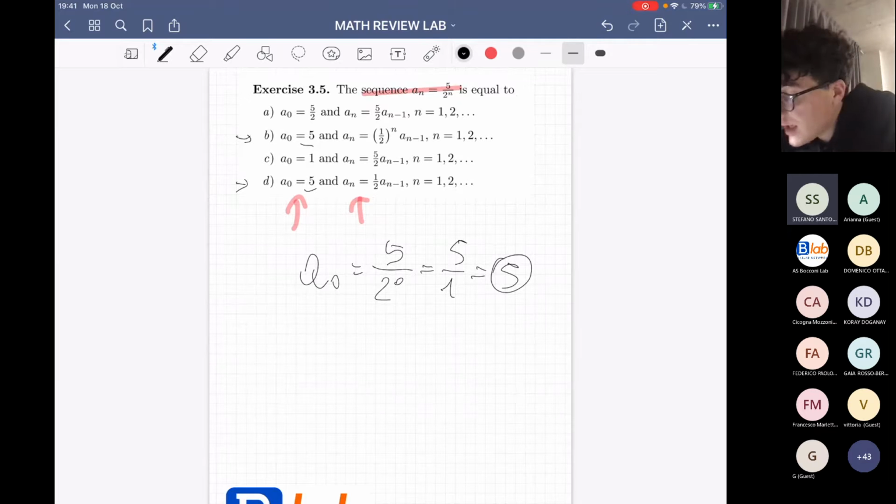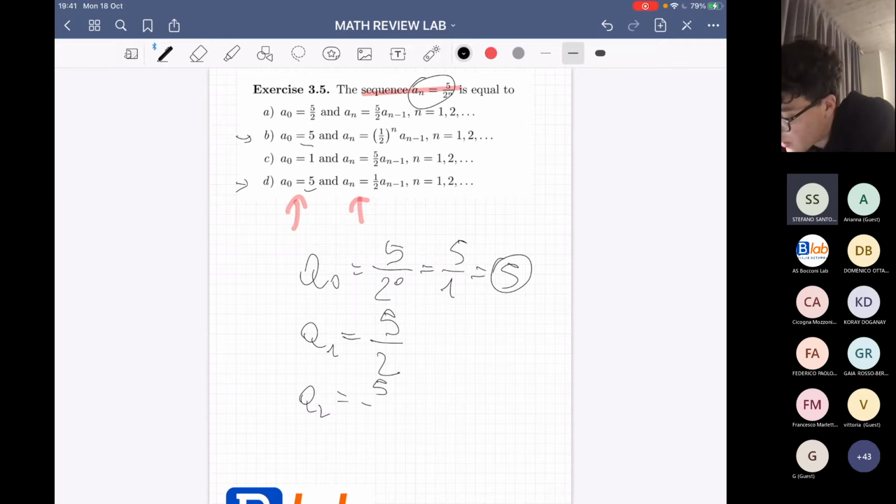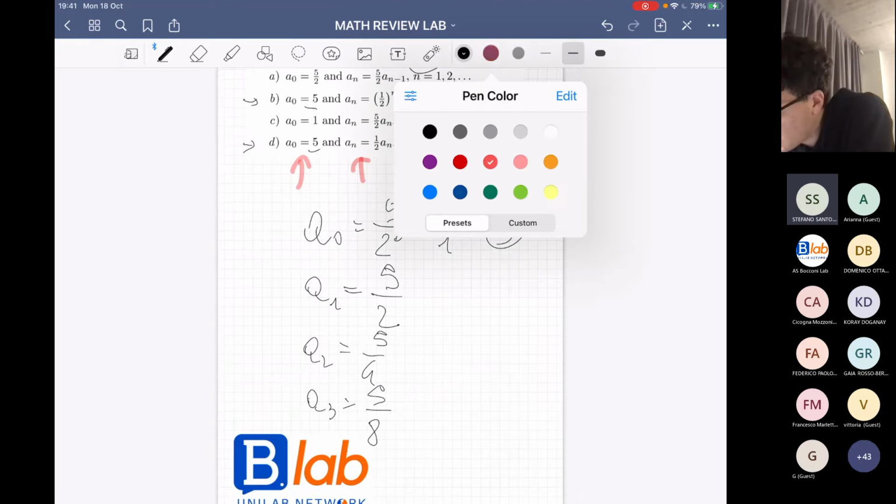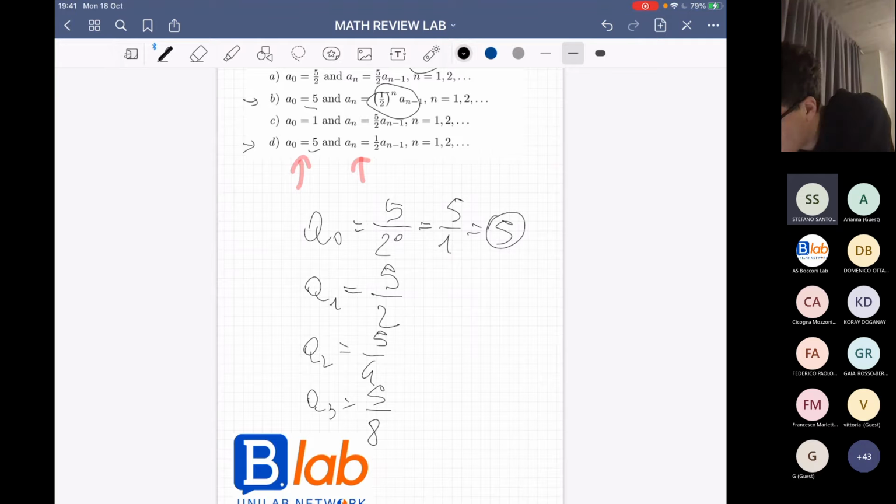Okay, let's try with a1, for example. A1 is equal to 5 over 2. And a2, just from this formula, is equal to 5 over 4. A3 is equal to 5 over 2 to the third, which is 8. Now we just want to know which is the correct one, if it's this one or this one. And easily, if we want to do it, we can just substitute. It's the fastest way to do so.